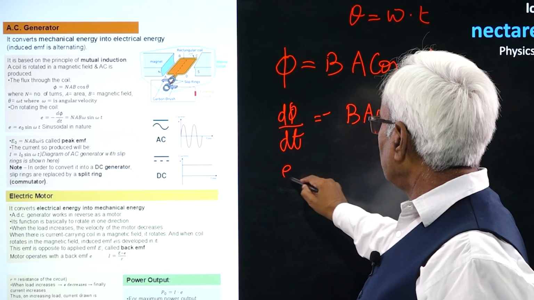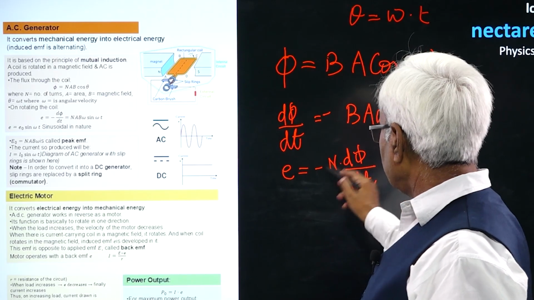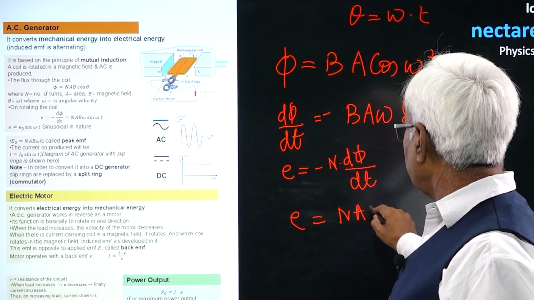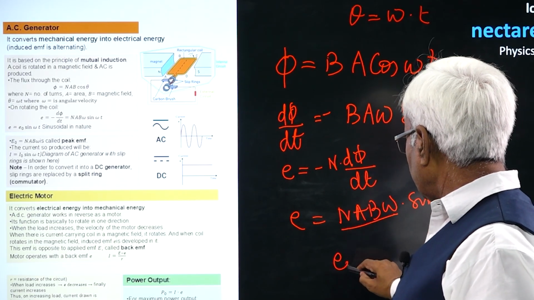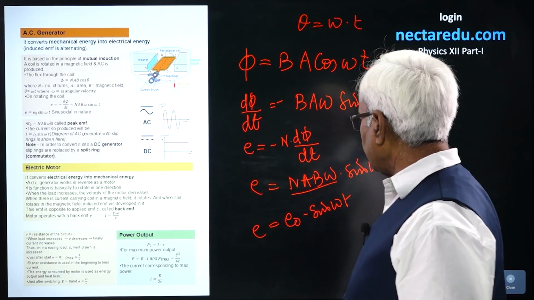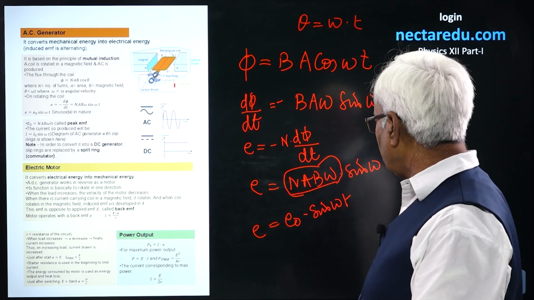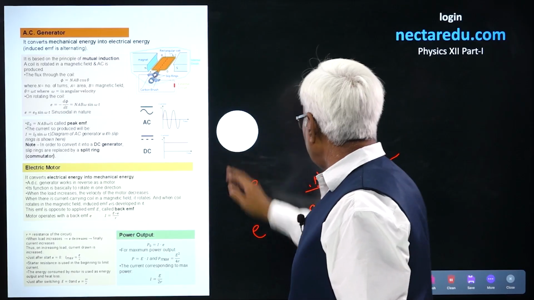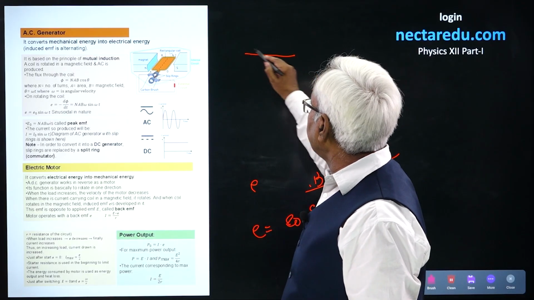And if you want to find the value of E, that is the induced EMF, as given by Faraday's second law, you'll get the relation NAB omega sine omega t. This is the maximum value, E naught. E equals E naught sine omega t, because it's all constant for the given coil and constant angular velocity. So, on this basis, when the coil is rotated in a magnetic field, the EMF that is induced is given by this relation. It is sinusoidal in nature.